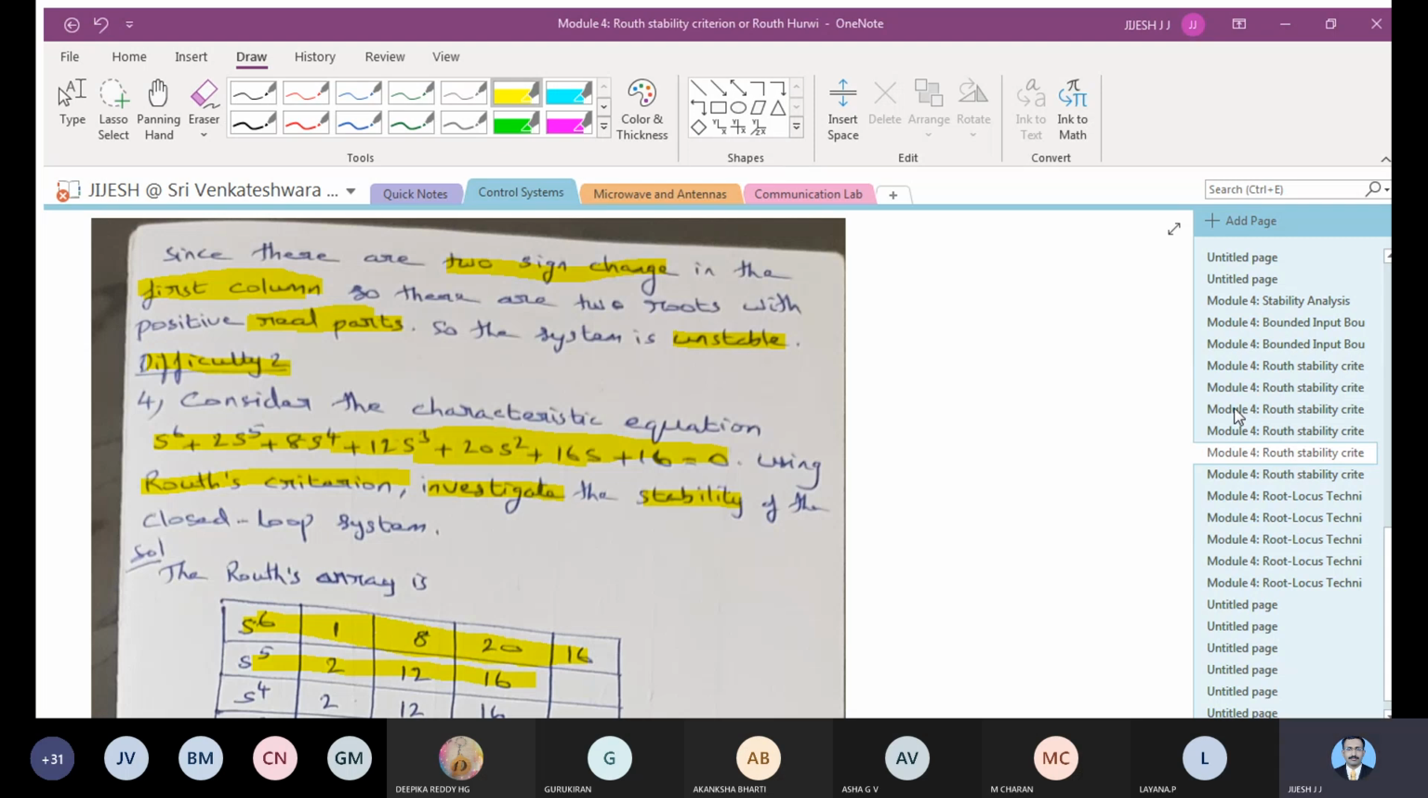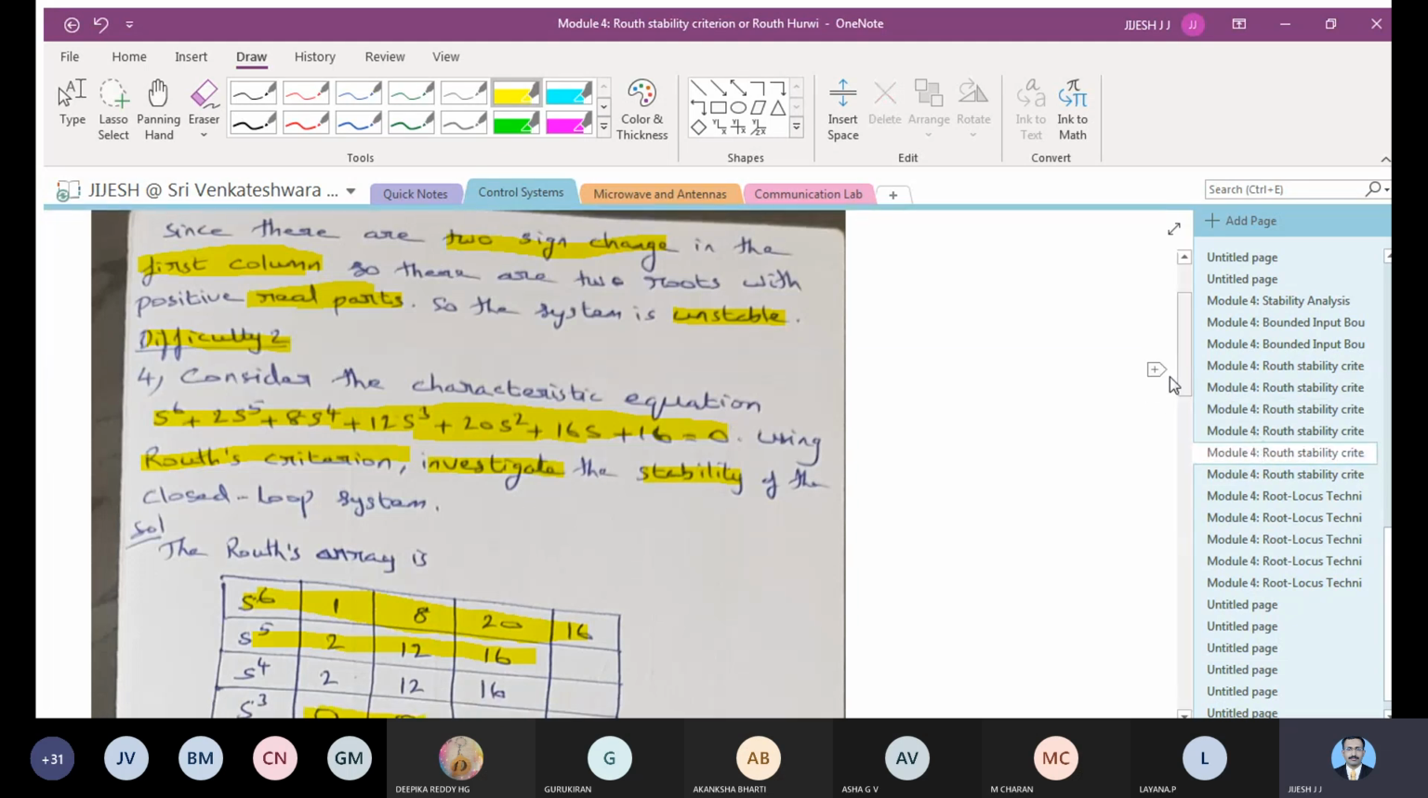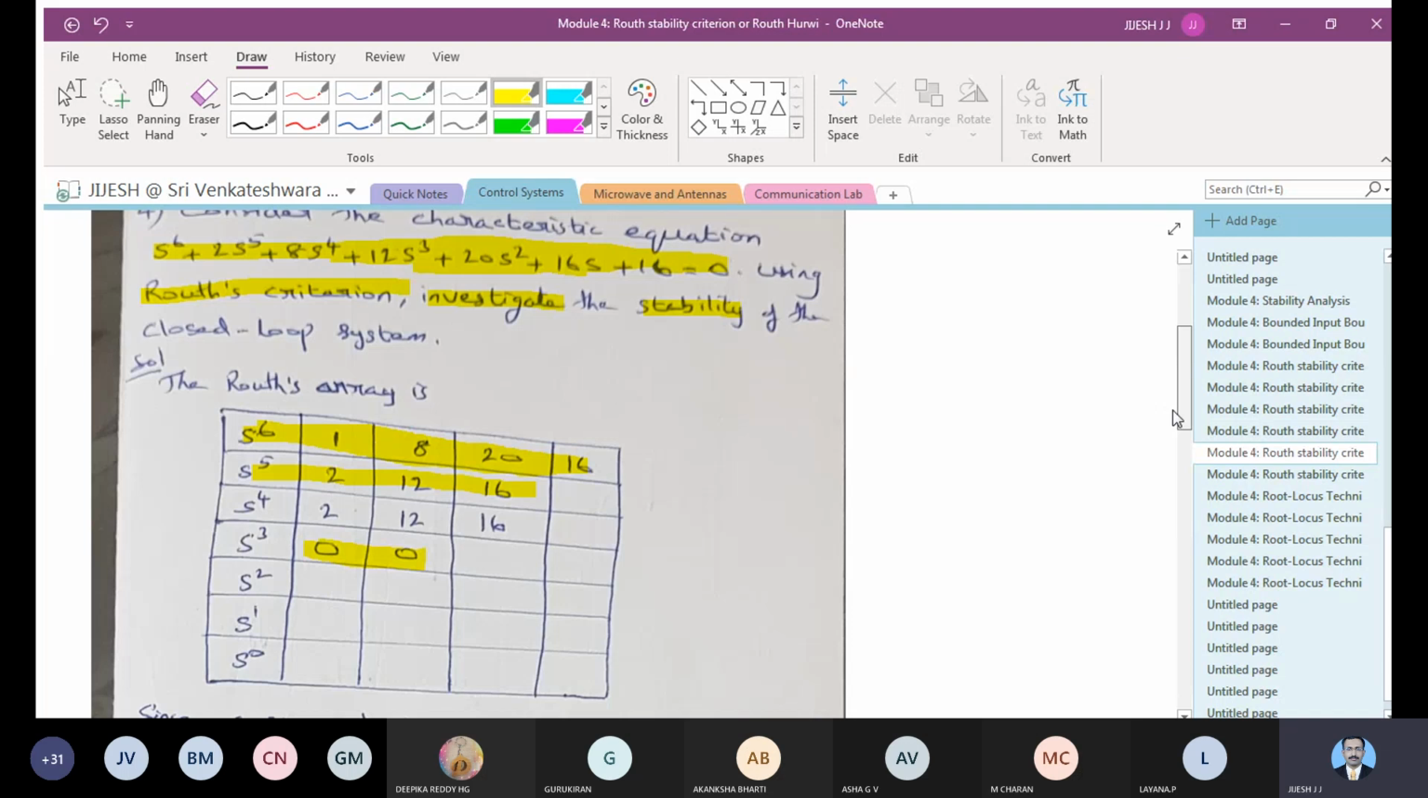I think all of you might have completed by this time. So all of you got the coefficients 2, 12, 16 and 0, 0 came. Okay, fine. So it came till 0, 0, and you are not able to solve it further. Now we have to use difficulty 2.